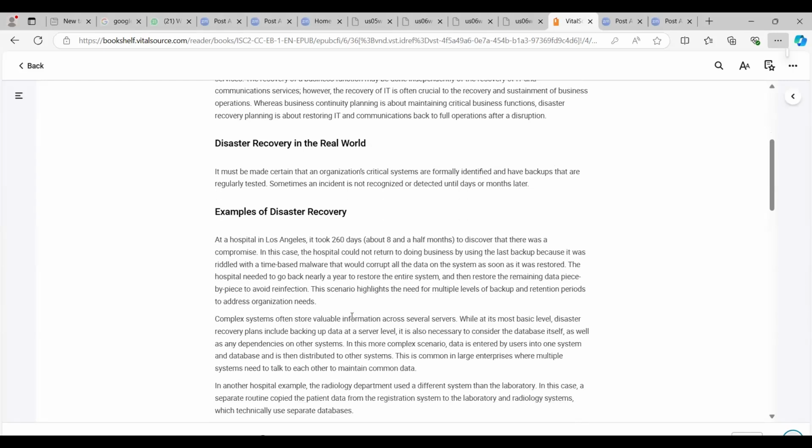So let's check disaster recovery in the real world. It must be made certain that an organization's critical systems are formally identified and have backups that are regularly tested. Even if you have a backup, you still want to spin it up sometimes to check if it is intact or already corrupted. So sometimes an incident is not recognized or detected until days or months later. So this is an example.